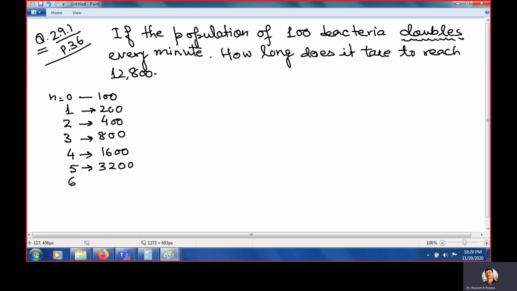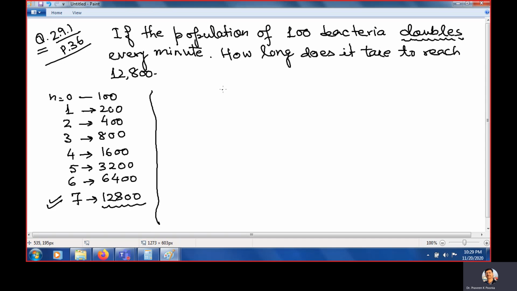3,200. After 6 minutes, how many? It is 6,400. Double. After 7 minutes, how many? It is 12,800. So this is the direct method I told you. How to find it? After 7 minutes, they will be 12,800. But if I want to calculate it mathematically, how do I need to do it?